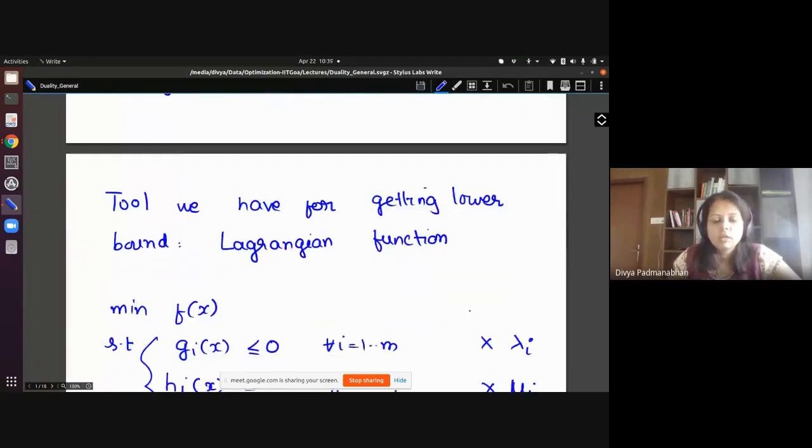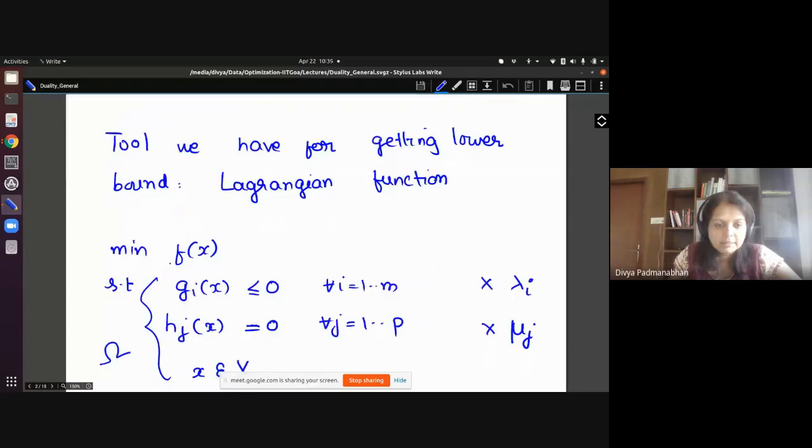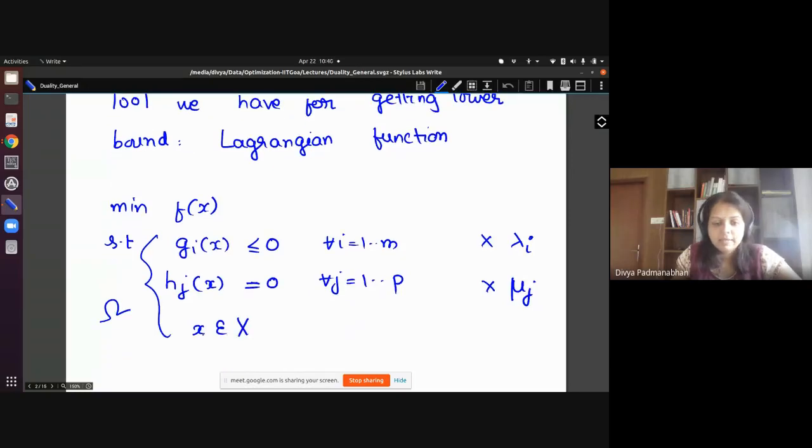Again, the problem is this. I'm just writing it again: min f(x), such that these are the inequalities and you have equalities, and this is the domain. I'm calling the entire set of x which satisfy all these, out of all the points in this capital X, the ones which satisfy these constraints, Omega. So Omega is the overall feasible region for this optimization problem.